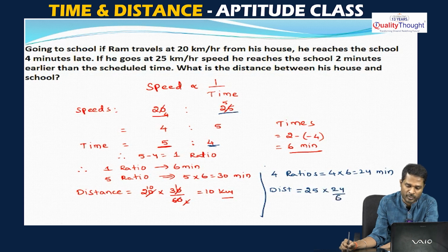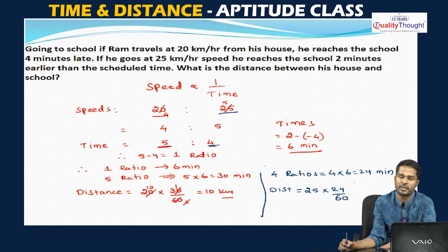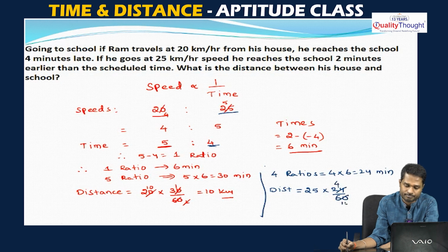I'll convert this 24 minutes into hours by dividing by 60. So 24 by 60: 6 fours are 24, 6 tens are 60. This is 2 twos are 4, 2 fives are 10. This is 5 ones are 5, 5 fives are 25. So 5 into 2 is 10 kilometers.